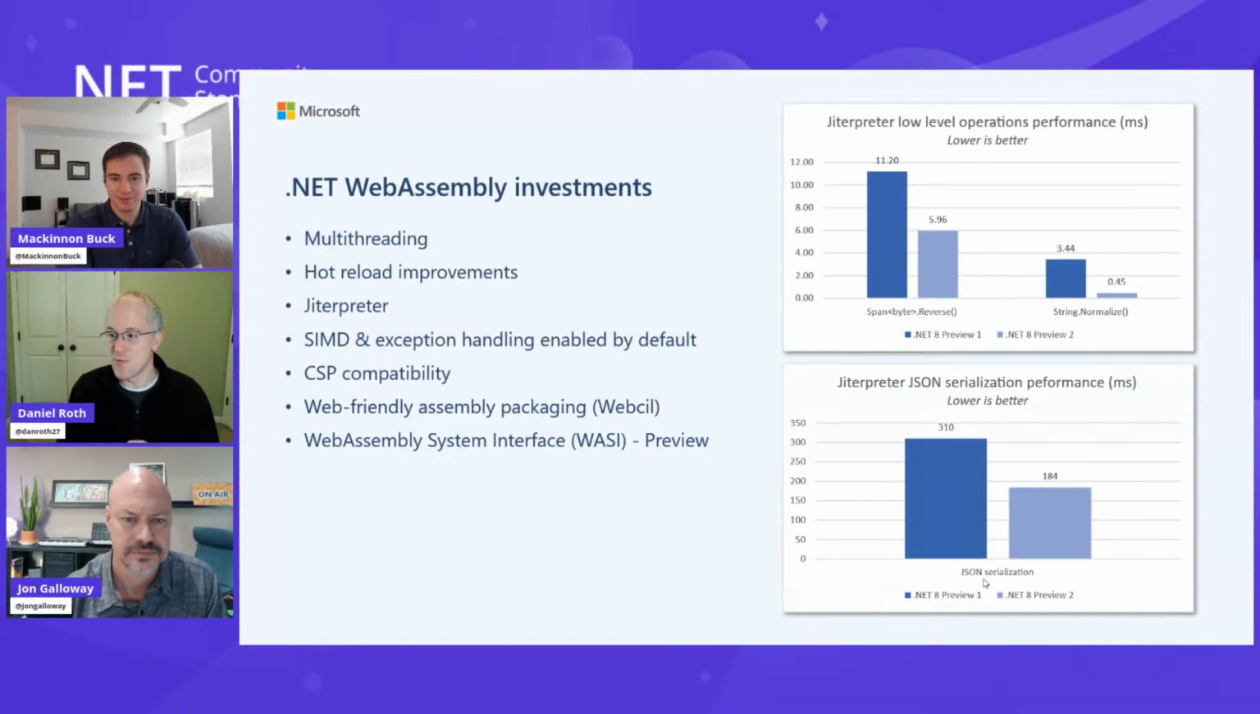For some low-level operations, it's like 5x faster, JSON parsing significantly faster. And the numbers that I have on the screen were from when we first shipped the JIT-terpreter in .NET 8, and these are old. It has gotten much faster since then.